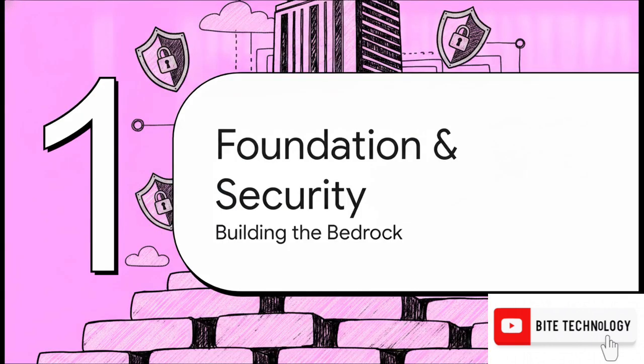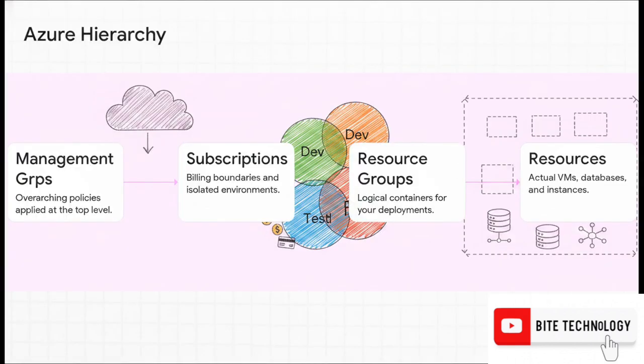All right, starting with Section 1, Foundation and Security. This is about building the bedrock, and we absolutely have to get this right before we even think about touching a single virtual machine. Okay, so Azure organizes everything in a strict 4-level top-down hierarchy. At the very top, you have management groups. Think of these as your overarching policies. Right below that are subscriptions.